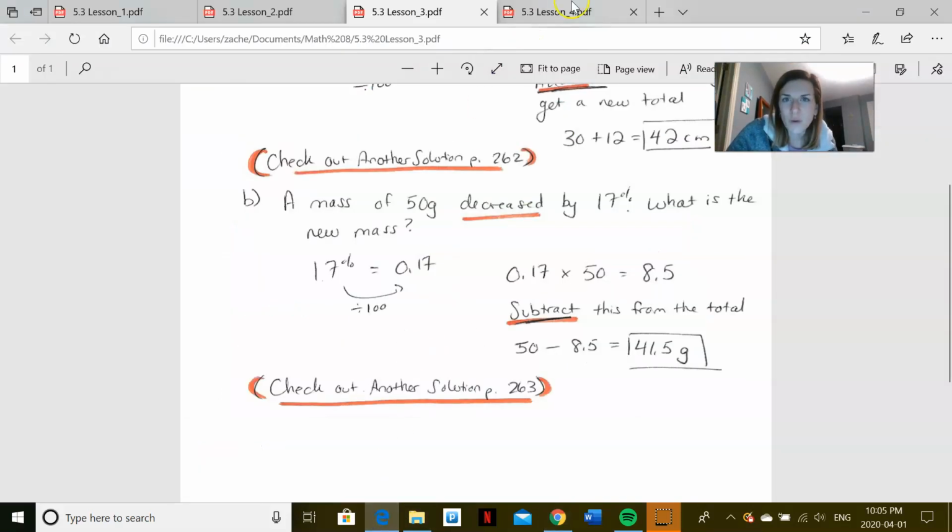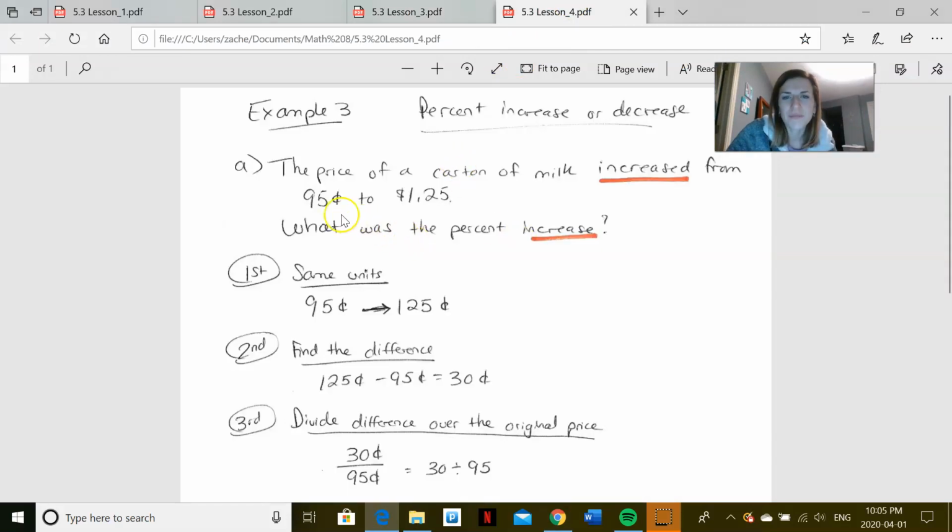So to solve this one, there's a couple steps that I found useful. So first off, we have to summarize our information in the same units. So 95 cents, and we're going to change this one, $1.25, to 125 cents. So now they're in the same units, and now we can compare them. So once we have the same units, now we're going to find the difference. That's our second step.